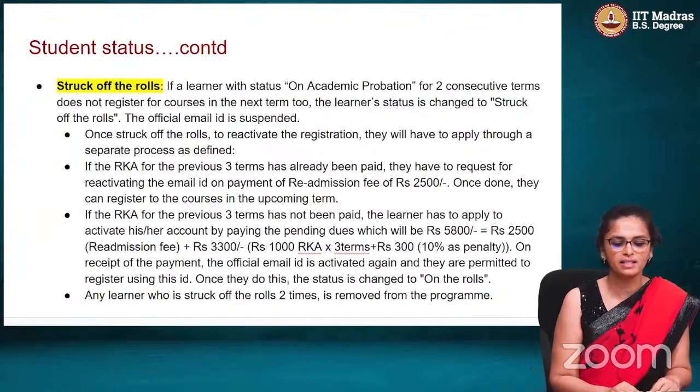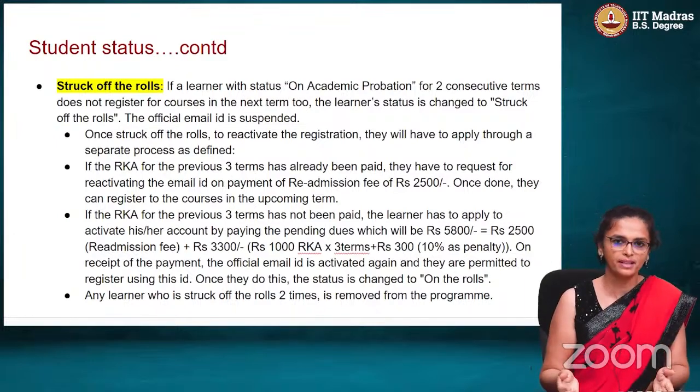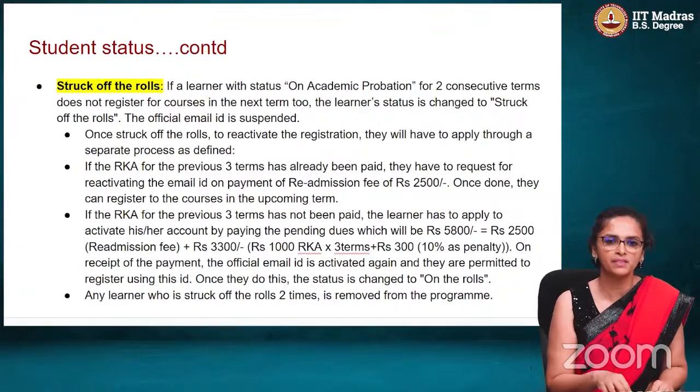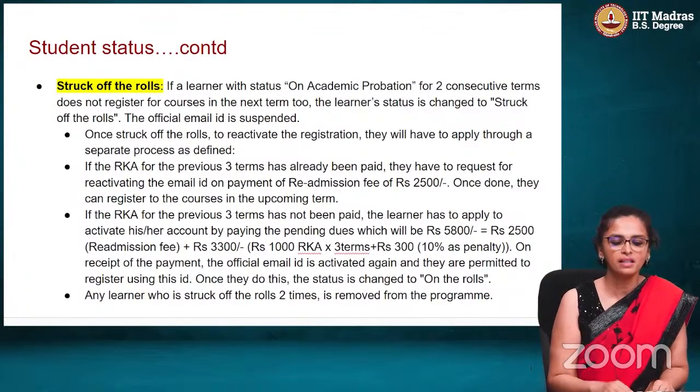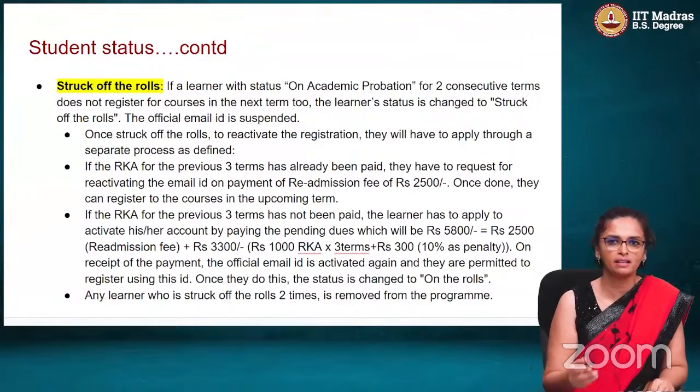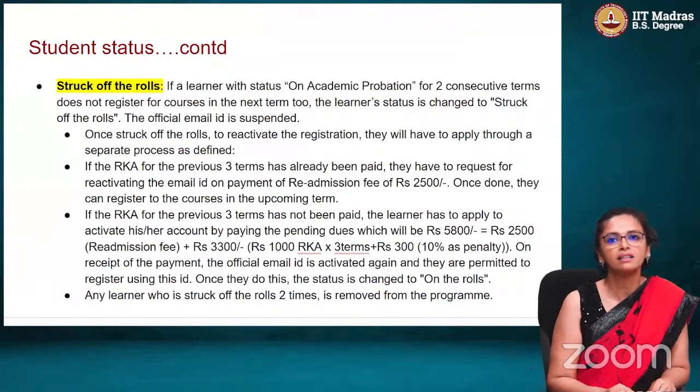So official email ID suspended, like I said, and to reactivate the registration, maybe 3 terms you have done this, but term 4 now you want to come back and do some courses in the program, you have to inform the team who will reactivate your email ID and you can start registering for courses. So there is a readmission fee for those struck off the rolls who want to restart the program. You have to pay this readmission fee to us where we activate your email ID and other permissions on the program side, and you can start again registering to courses with us.